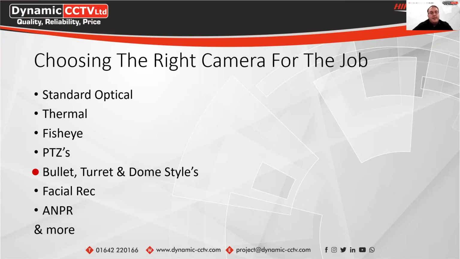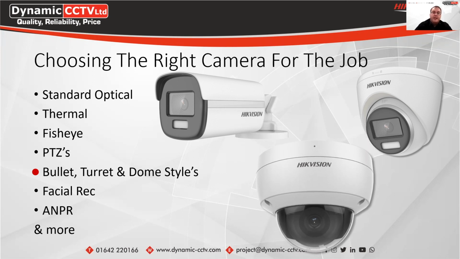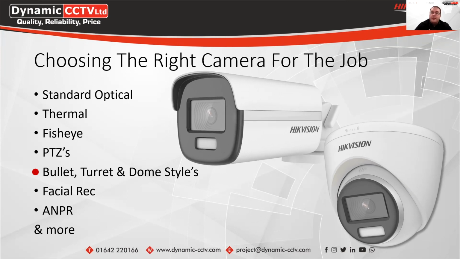Our fixed lens cameras, you've got three main types, or should I say styles of cameras, and those are the bullet, turrets and the domes. Predominantly we now see the turrets and bullet cameras that are installed outside. These have separate IRs that aren't covered by a dome lid.